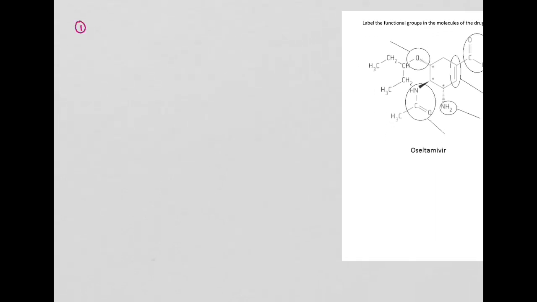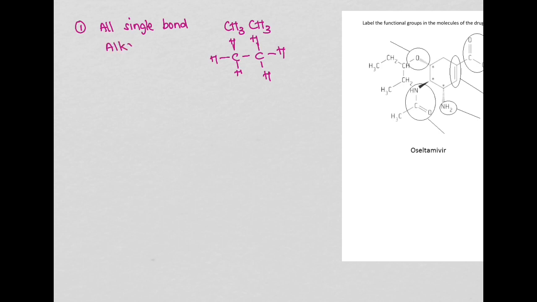So you have the alkane functional group where you have all single bonds, and so for example, CH3, like this. So this is alkane. There is no double bond here, so all single bonds. So this is called alkane.